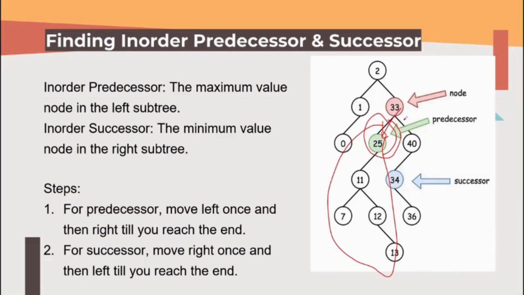For calculating the in-order successor, we need to check the right side of the tree. That means here we need to find the smallest element in the tree. Here 34 is the smallest element in this tree, so it is considered as the in-order successor. Now see the code for this.